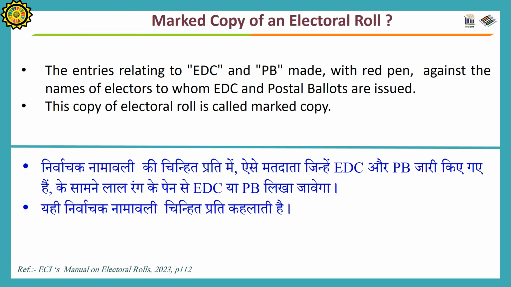The entries relating to EDC and PB are made with red ink against the names of the electors to whom EDC and postal ballots are being issued. This copy of an electoral roll is called the marked copy.